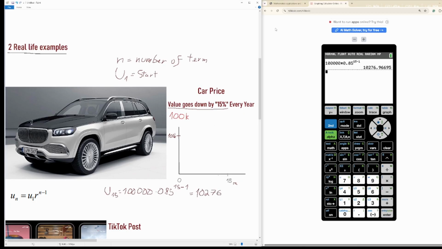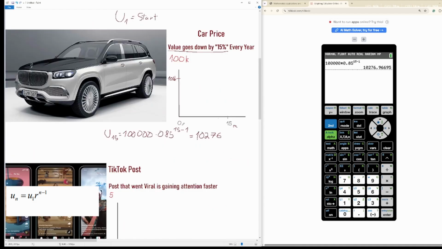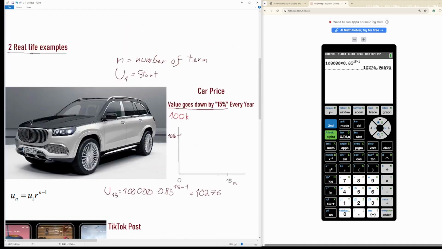10,076. And therefore, it's actually very understandable how the geometric sequence works, because the value of the car depreciates over time, and it can be modeled like this.